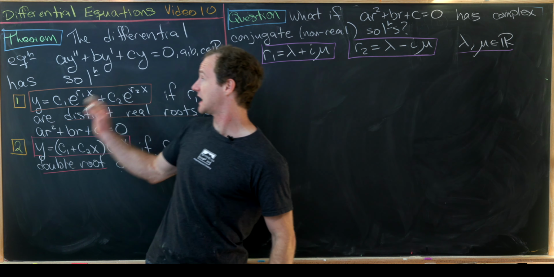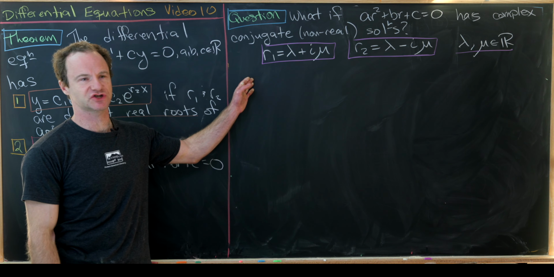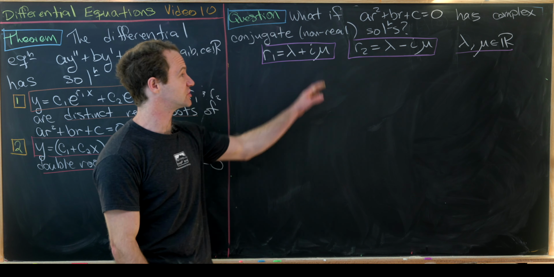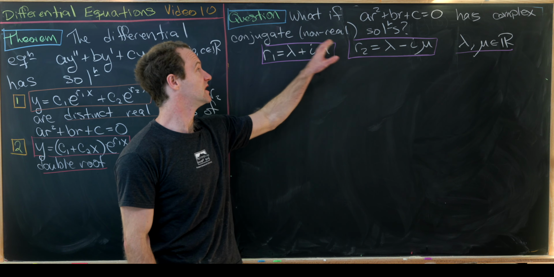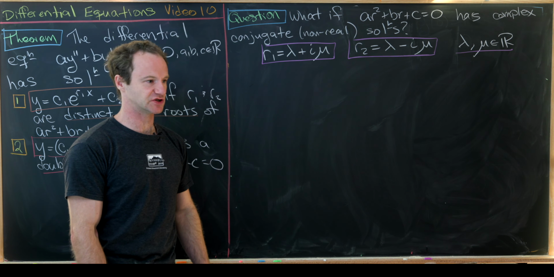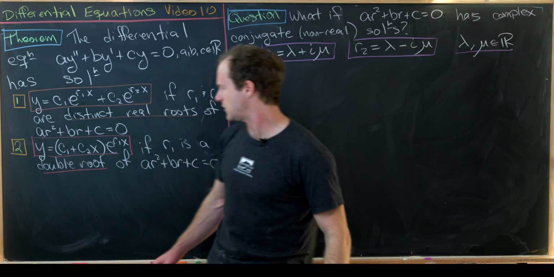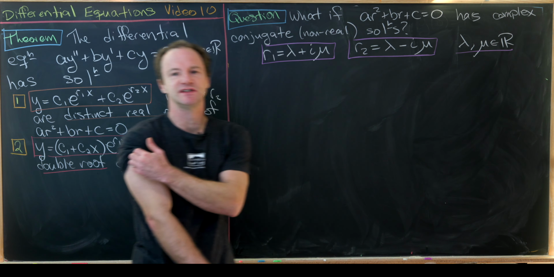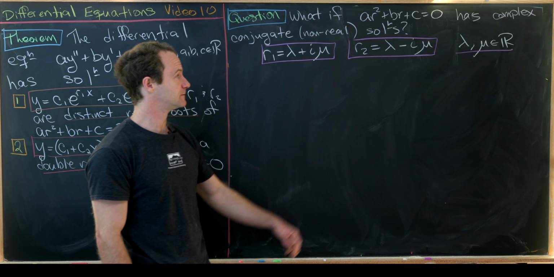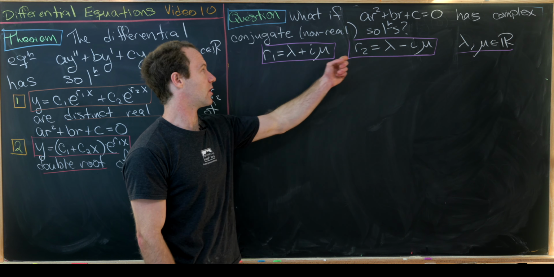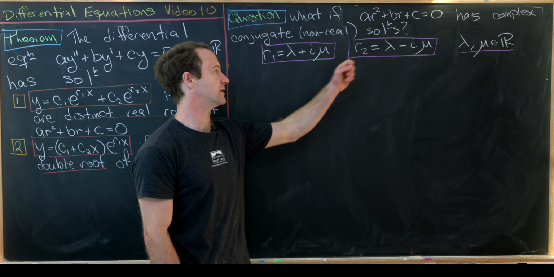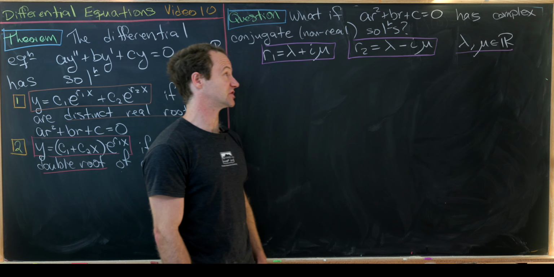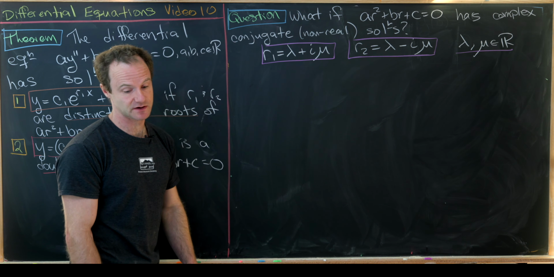So finishing off the cases of this theorem, we need to look at the following question: what if the polynomial associated to our differential equation has complex conjugate solutions? And those are non-real complex conjugate solutions. Because of course, if you have a double real root, then those are also complex conjugates of each other. So that means we could call them r1 and r2 as lambda plus i mu and lambda minus i mu, where lambda and mu are real numbers. That's just the definition of these two things being complex conjugates of each other.